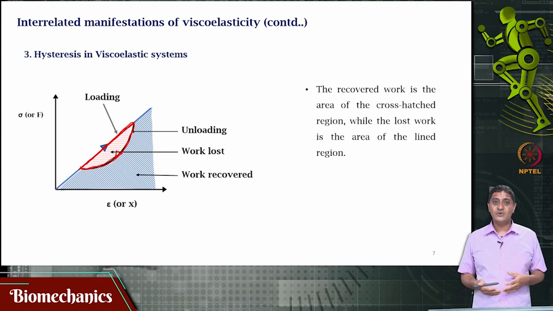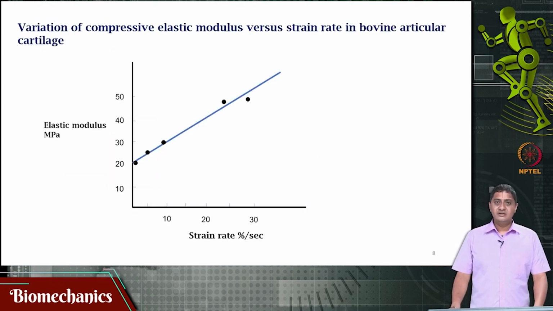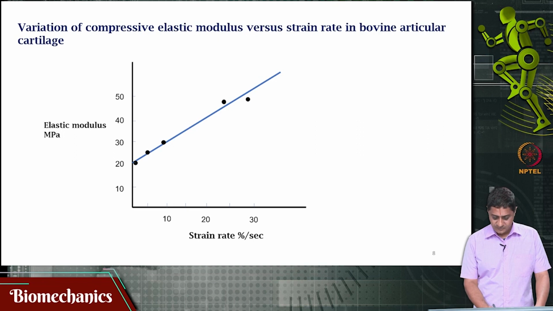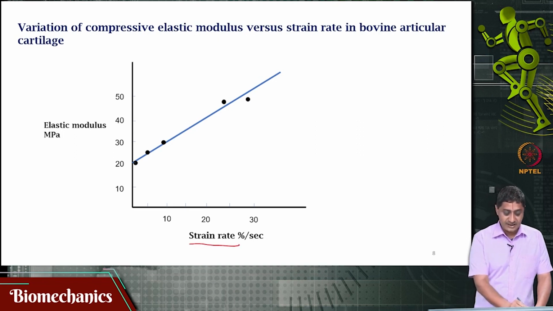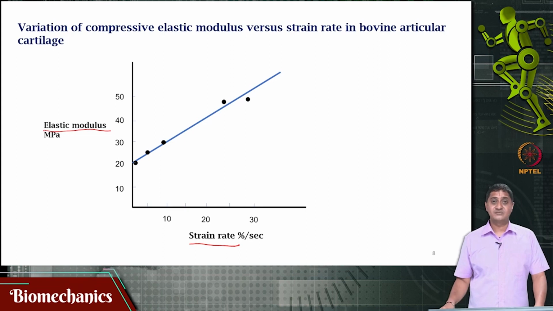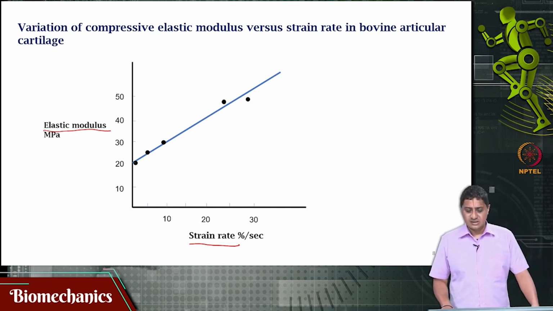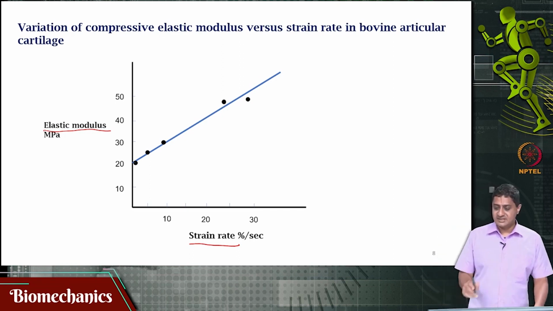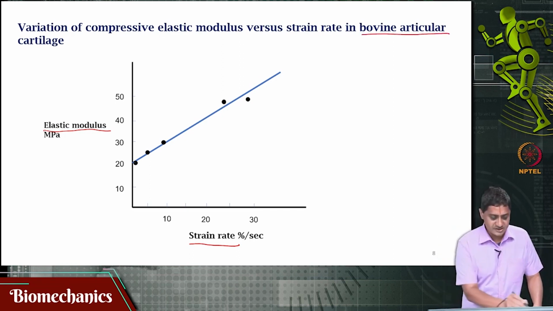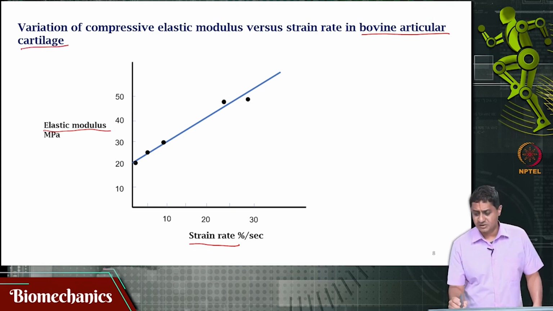Here what is shown is a plot between strain rate and elastic modulus. Remember, elastic modulus is a relationship between stress and strain, but it turns out in some material, in this case the material used is bovine articular cartilage, it is a biological material, it is articular cartilage of cow, right.